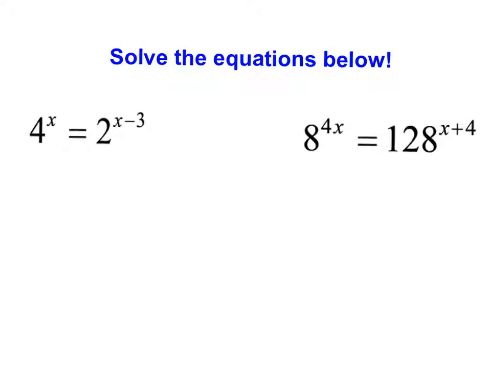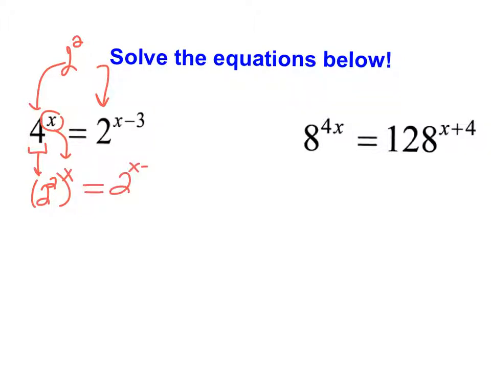So let's do a couple more practice problems together before we move on to fractions. Here I notice that I have bases of 4 and 2. And what I know is that I can rewrite 4 to have a base of 2 if I rewrite it as 2 squared. So here I'm going to take 4 and rewrite it as 2 squared and then put my extra exponent of x here on the outside. And then here I have 2 to the power of x minus 3.